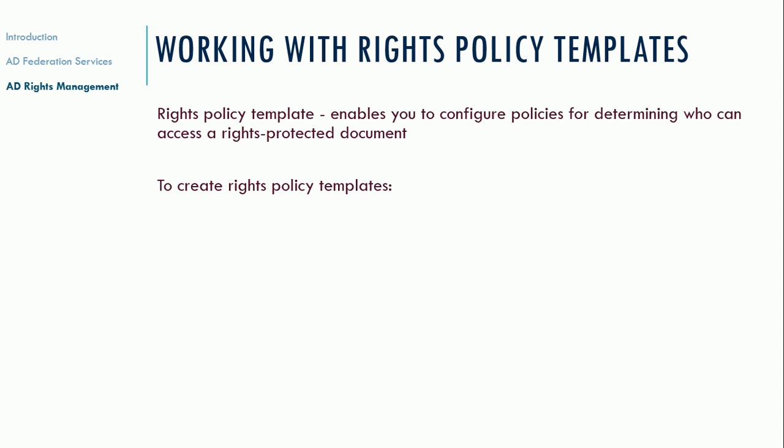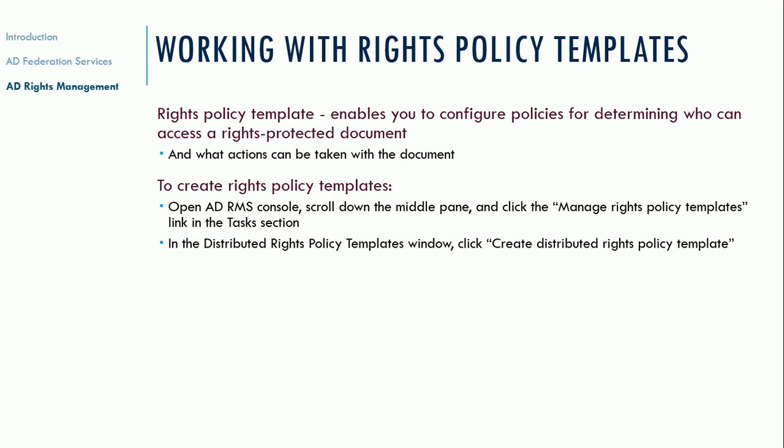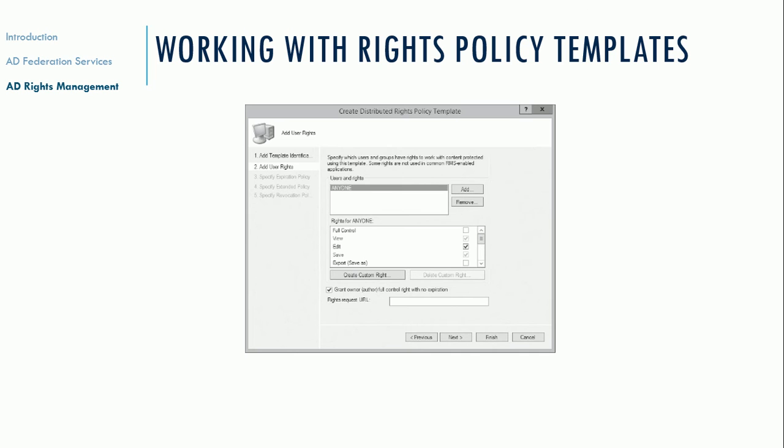A rights policy template enables you to configure policies for determining who can access a rights-protected document and what actions can be taken with that document, which is really the whole point of all this, right? So to create a rights policy template, you're going to open the AD-RMS console, scroll down to the middle pane, and then click the Manage Rights Policy Templates link in the Tasks section. And in the Distributed Rights Policy Templates window, you're going to click Create Distributed Rights Policy Template. And this is what it looks like. So this is how you would create the template.